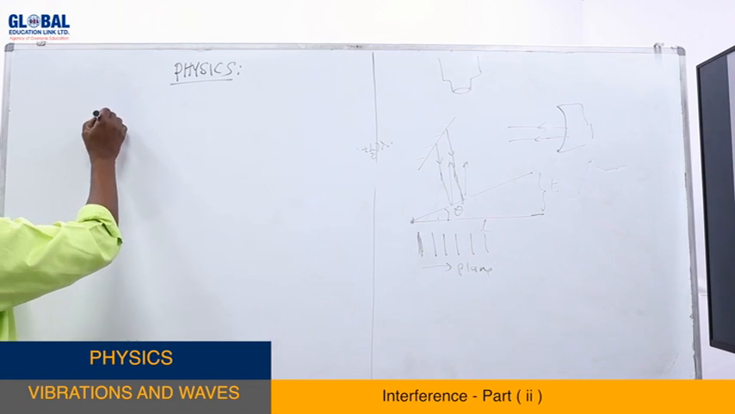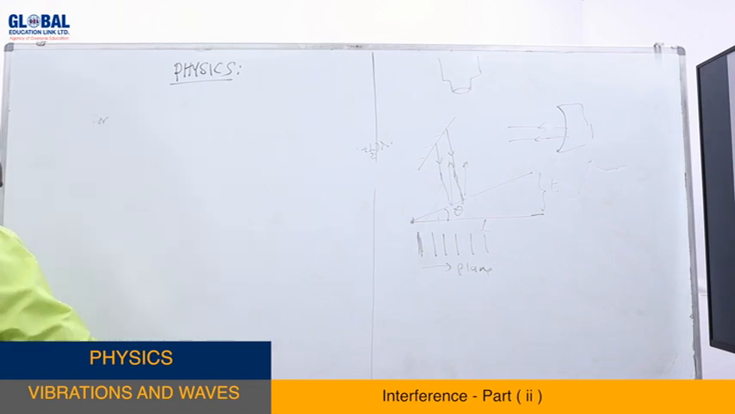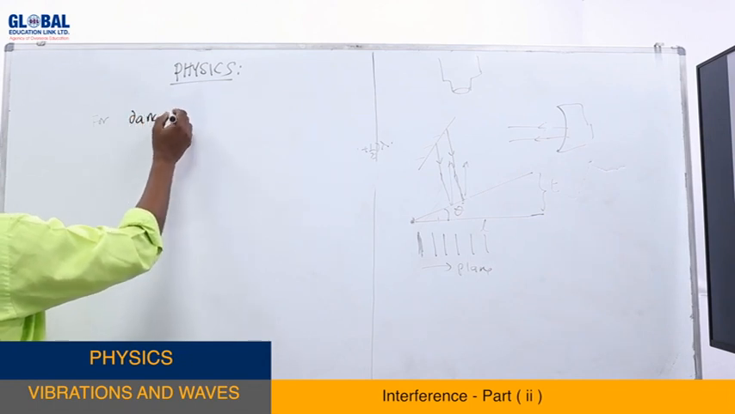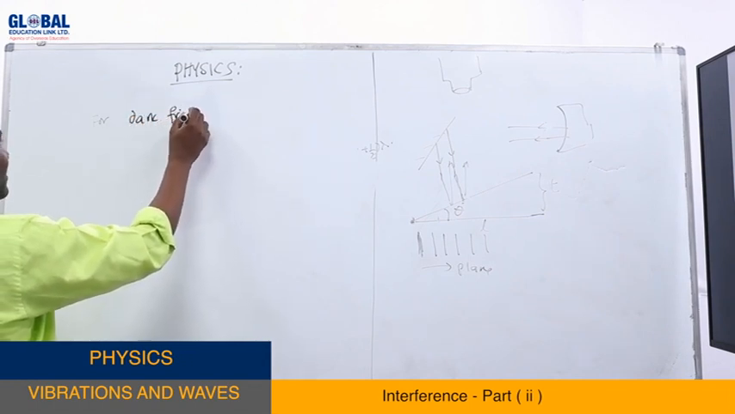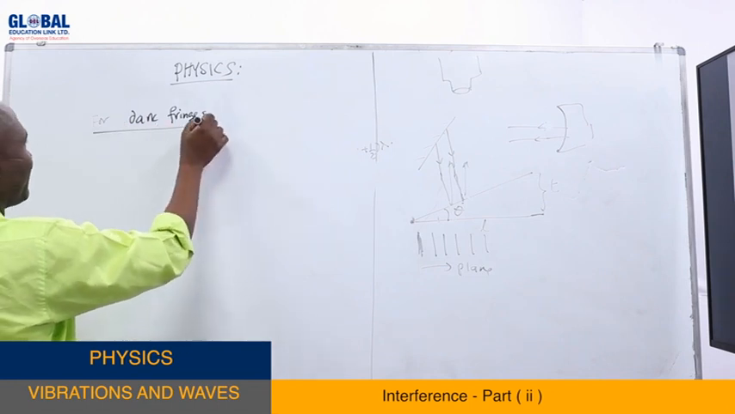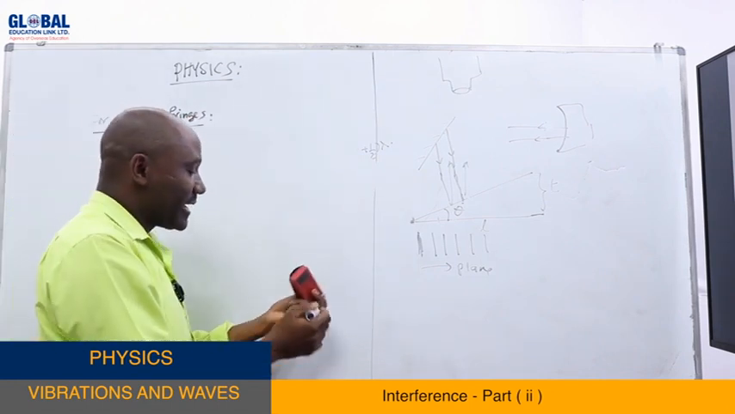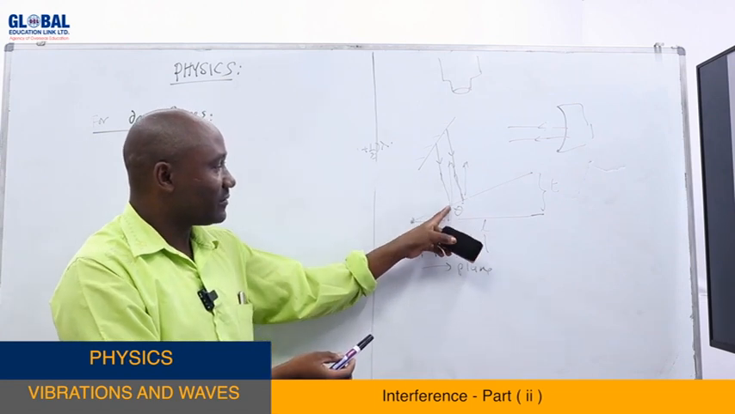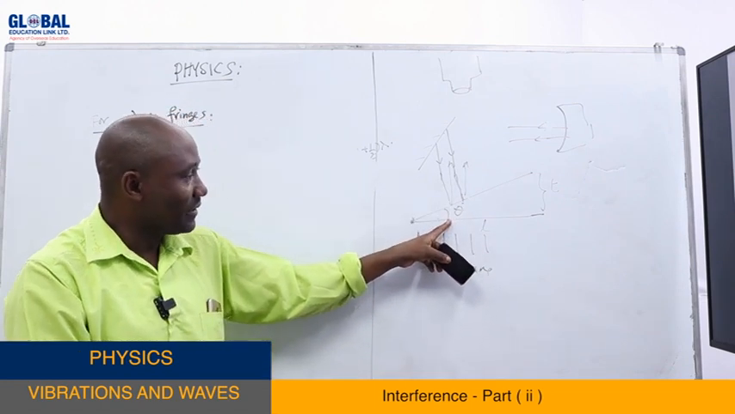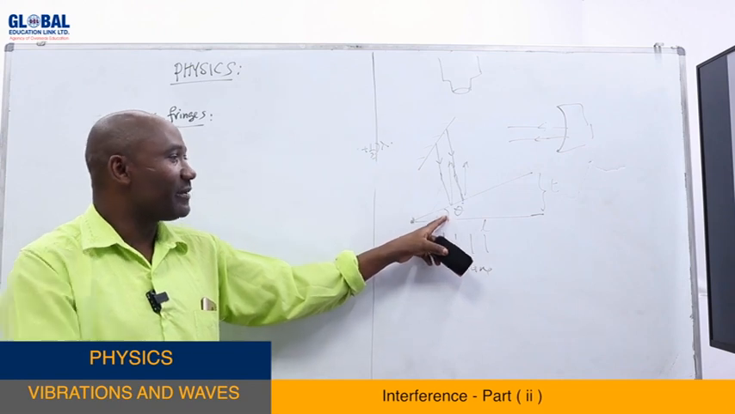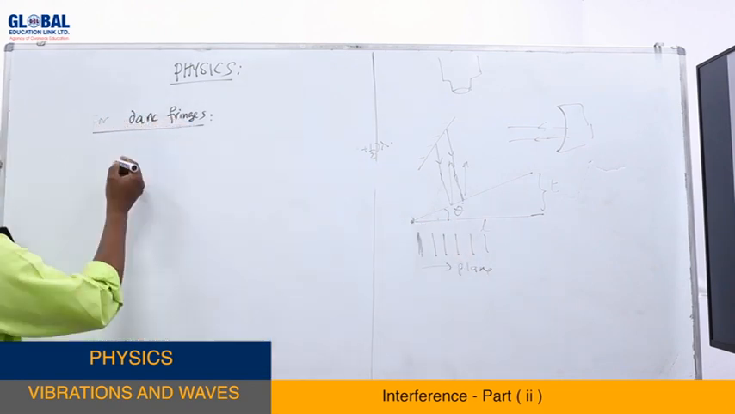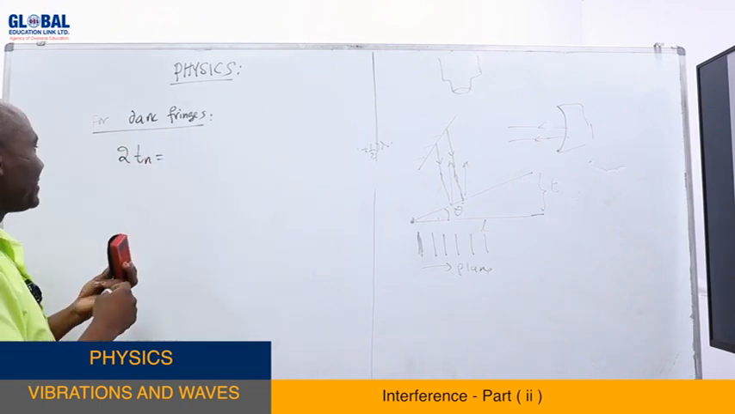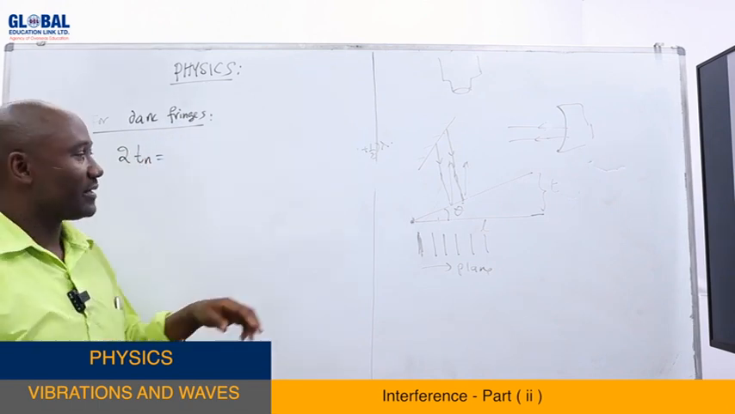for dark fringes. And we know when the light is coming from the top surface and then passing to the bottom of the plates, then it will be reflected back, so the path difference within the medium is 2t. And n denotes the order where you can find those images.